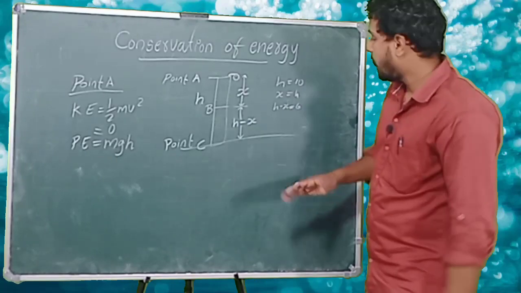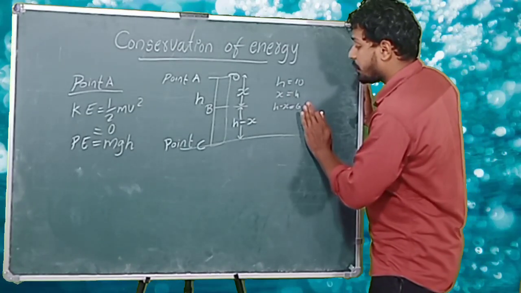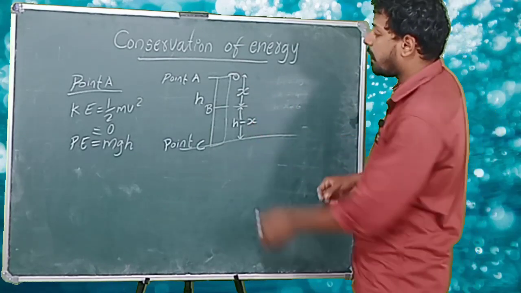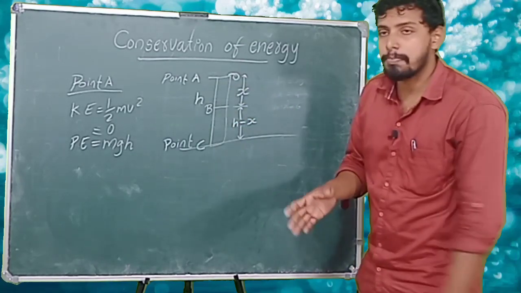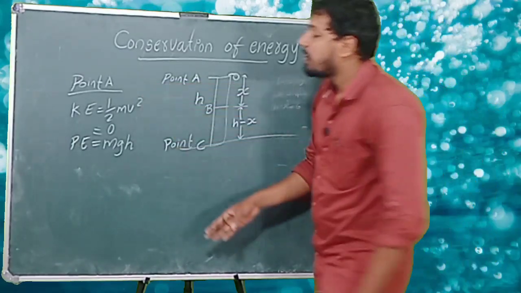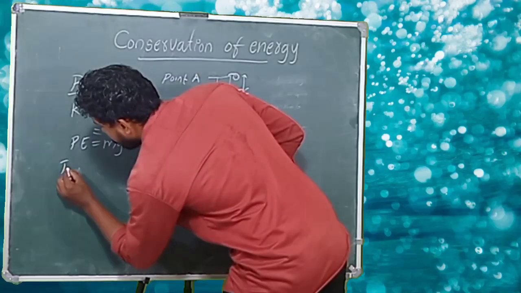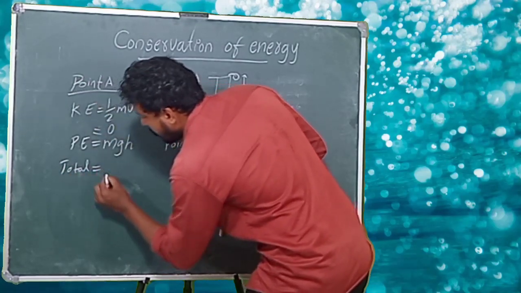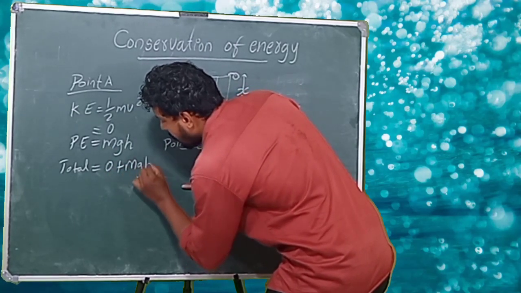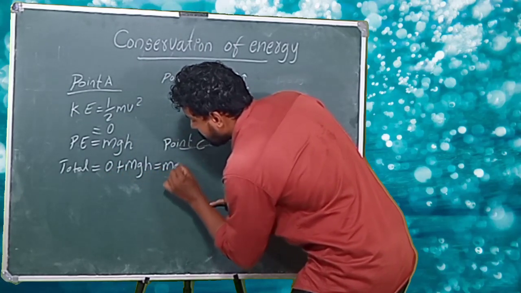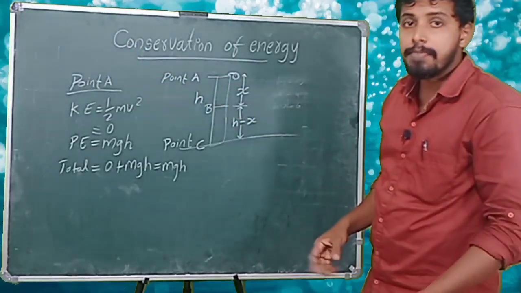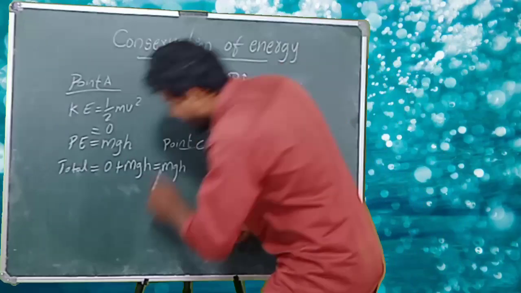Okay. We are not giving values. We are just giving some symbols to represent the value. Here at point A, the total is equal to 0 plus mgh. So mgh. Okay. Point A. Then what about point B?